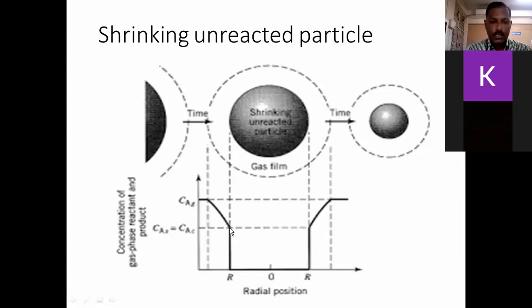Okay, so here concentration of A is dropped, so CAS equals CAC, that is, the concentration of A is measured on the surface of the solid. Suppose gas film is the only controlling step. We consider that in the first step the concentration is dropped to 0, so CAS equals CAC equals 0, for the gas film controlling step.